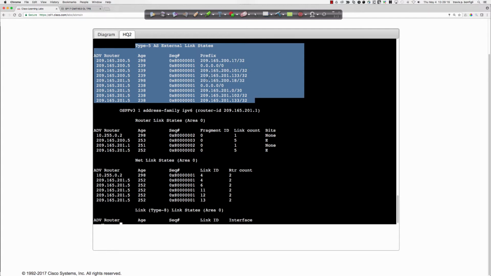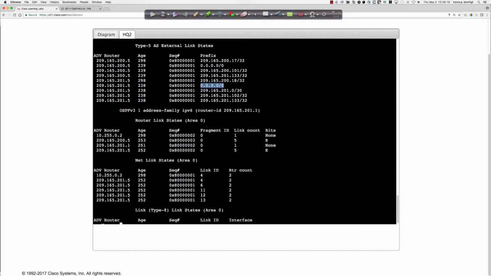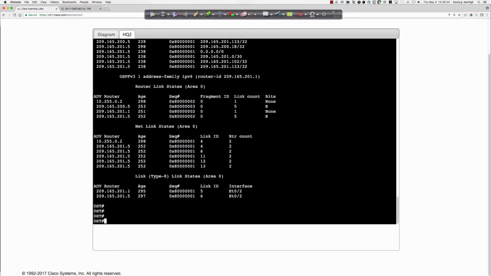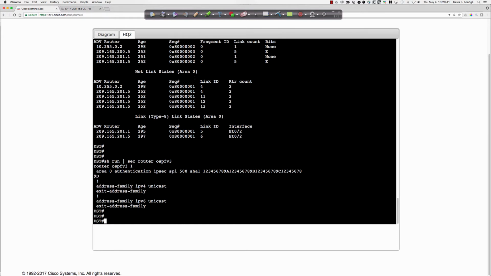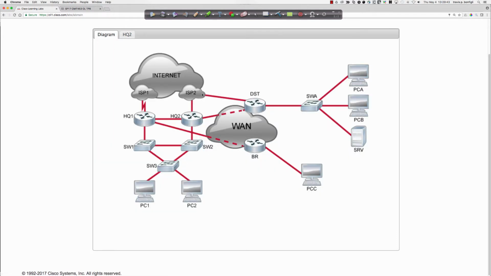Now, interestingly enough, we have the default route as well here. So we're on the DST router again, and we've got that external information we need to get rid of, which means it must be redistributed. If I say show run section router OSPFv3, there's no redistribution on this router. Real quickly, we're not going to be running OSPFv3 on that connection with the service provider, right?